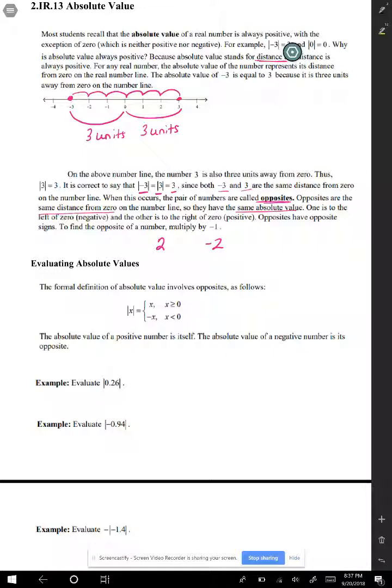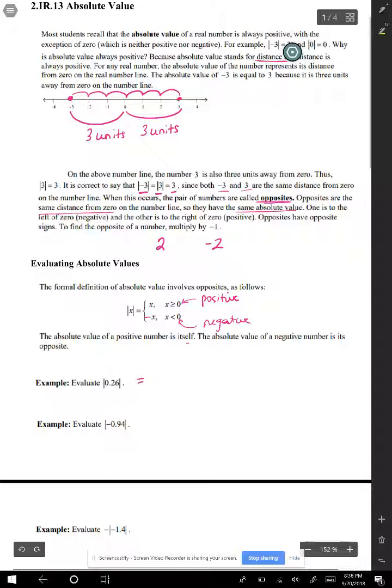So the formal definition of absolute value is that the absolute value of x is equal to the number itself if the number is greater than or equal to 0, which means positive or 0. And the absolute value of x is the opposite of x when x is less than 0, or negative. So the absolute value of a positive number is itself. The absolute value of a negative number is its opposite.